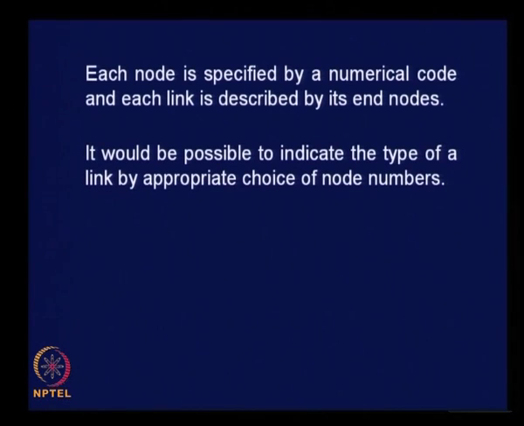And it would be possible to indicate the type of a link by appropriate choice of node numbers. What do you understand by type of link? We may have different categories of roads in major urban areas: arterials, subarterials, in certain cases even expressways, as in the case of developed countries.